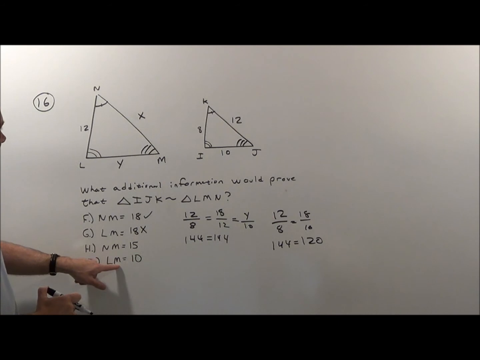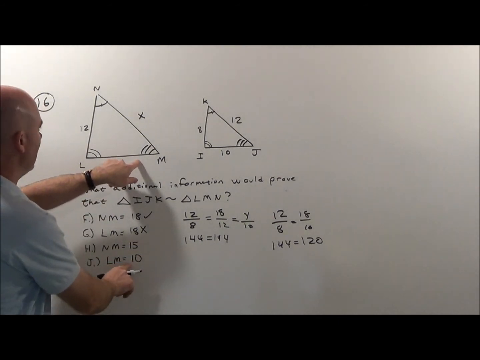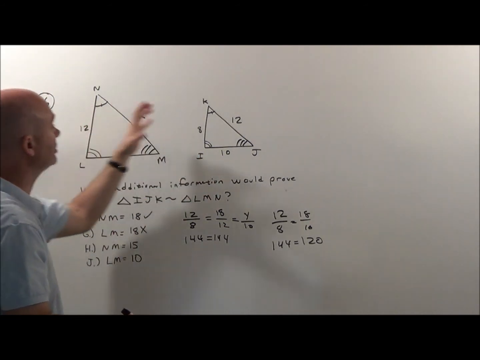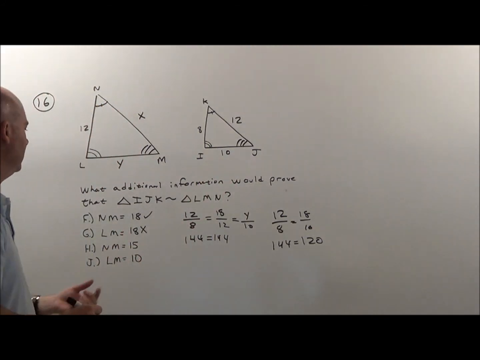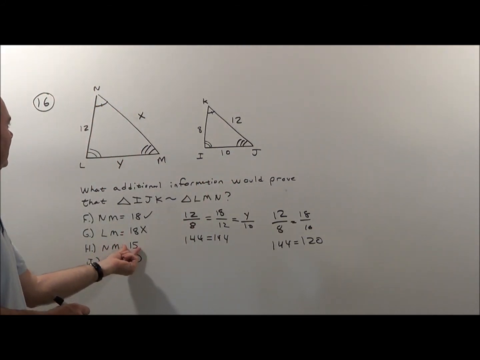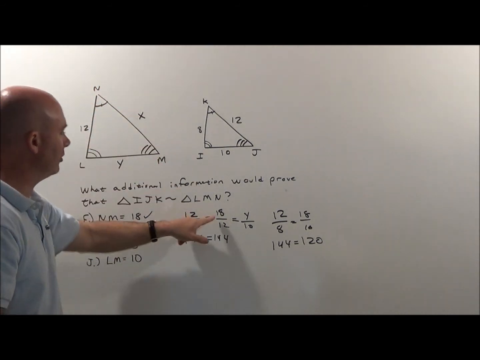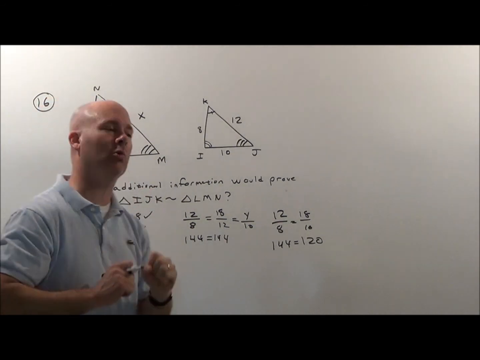Also, let's look at this one, LM being 10. We know that doesn't make any sense at all because that would be equaling that, and 10 equal 10. We know 12 shrunk down to 8, so 10 is not going to shrink down to 10. It didn't shrink at all. And also we tried NM being 15. NM being 15, that would have replaced right there, and you can see you're not going to get a cross multiplication where they equal one another.